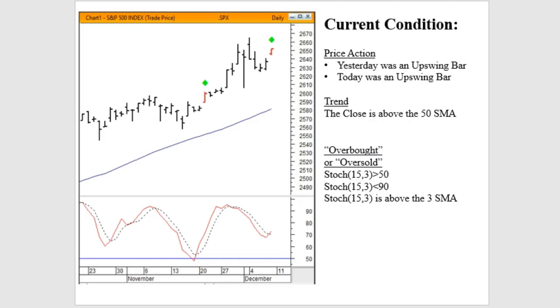But first, all three reports look at the current market condition of the S&P 500. And here's what we have in terms of three different dimensions of the market condition: price action, trend, and the stochastic condition, overbought, oversold, etc. In terms of price action, we have two consecutive upswing bars, higher highs and higher lows, both on Thursday and on Friday. That occurred when the market is above its 50-day simple moving average, and the 15-3 stochastic is trending upward between 50 and 90.